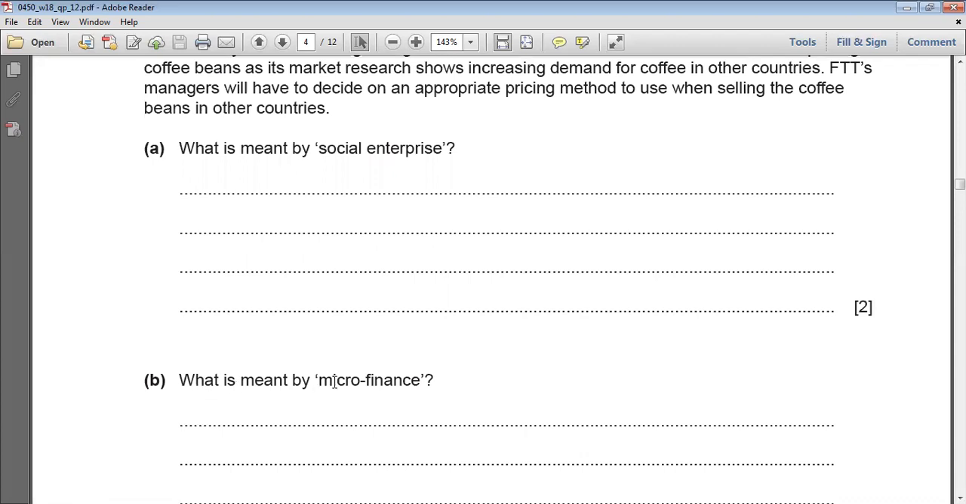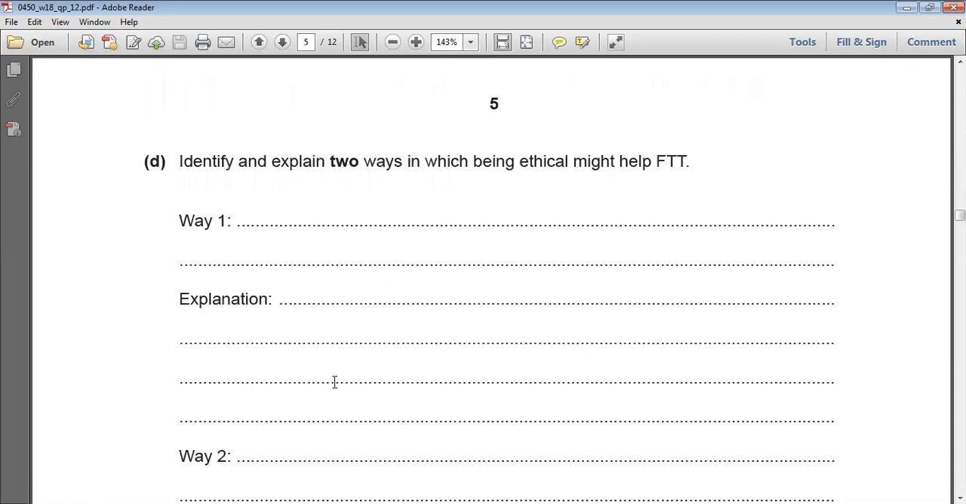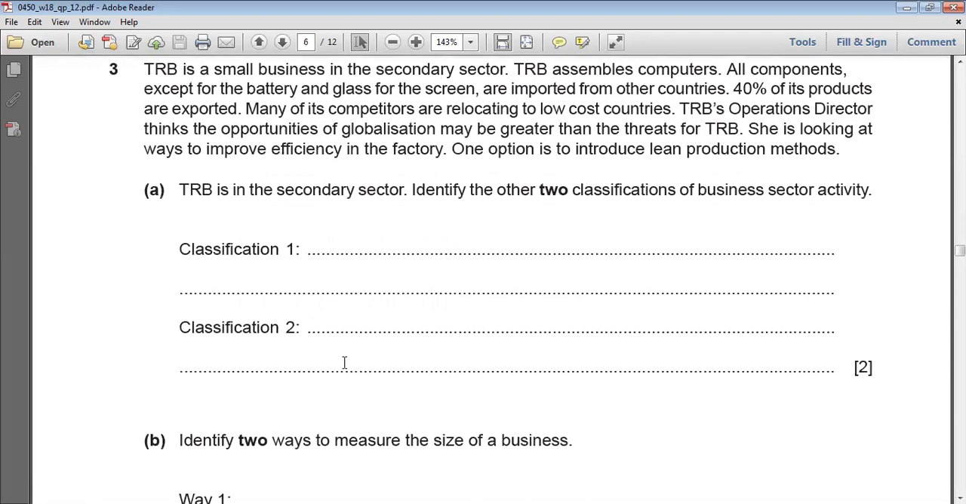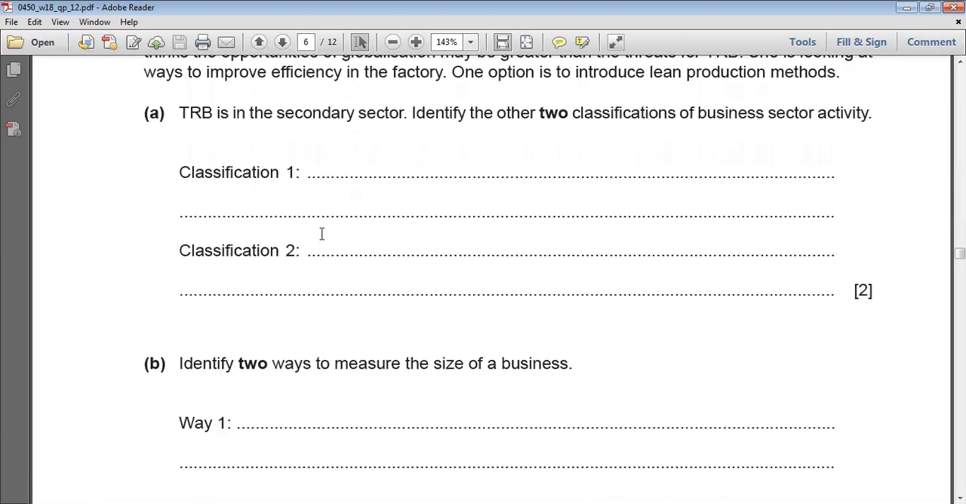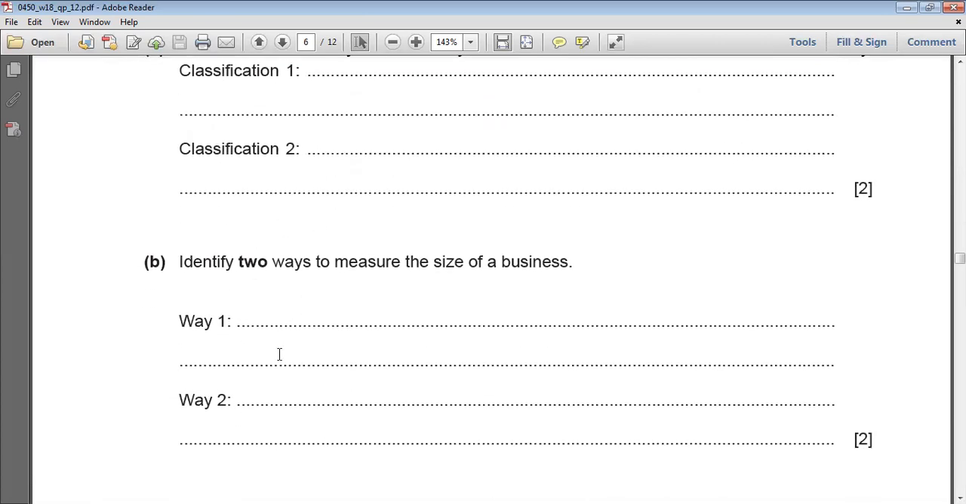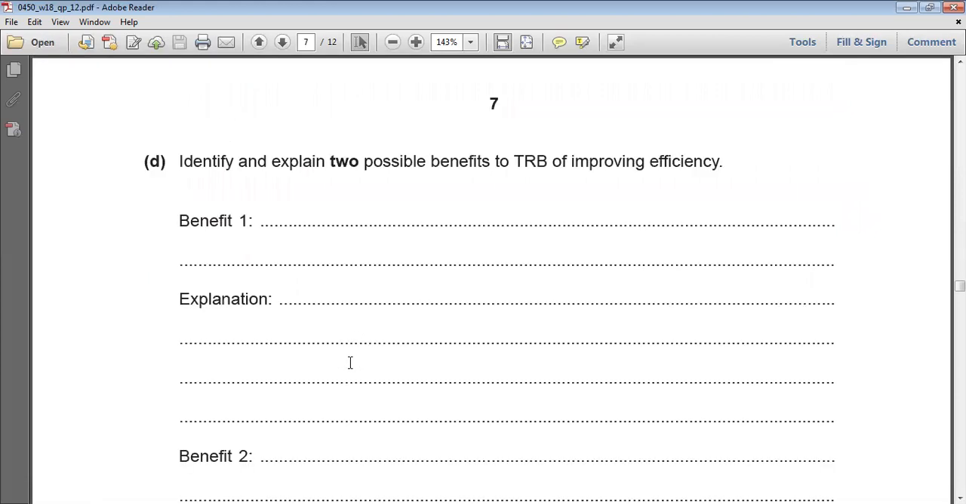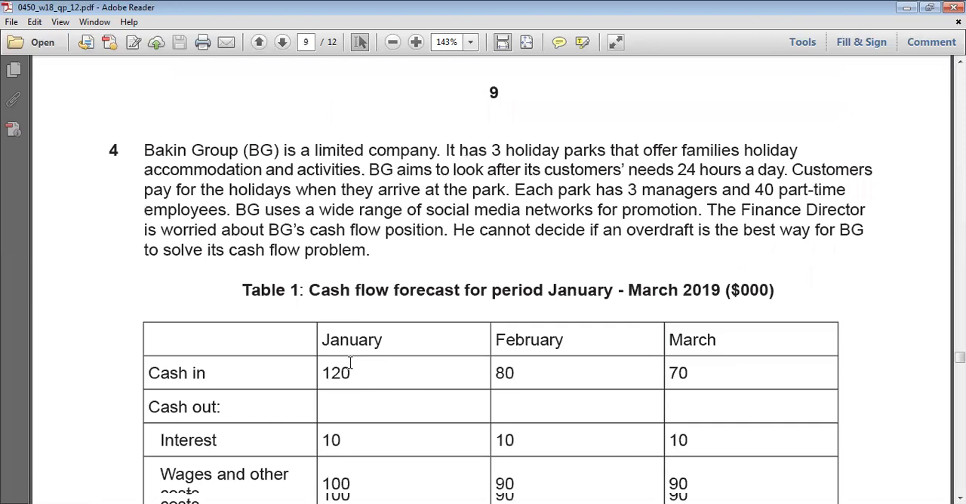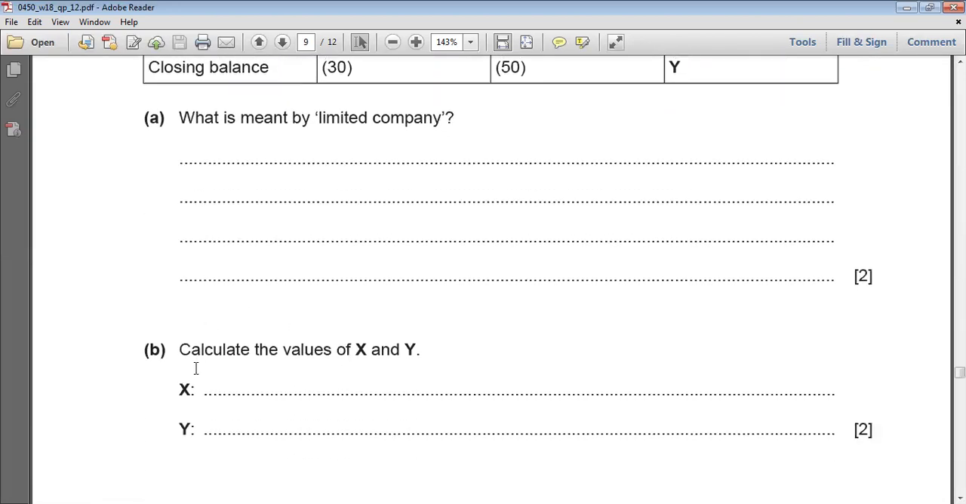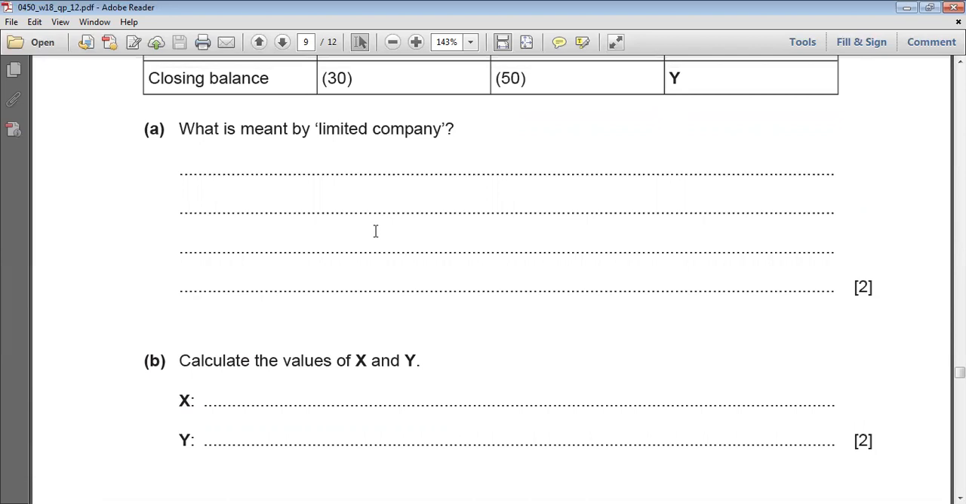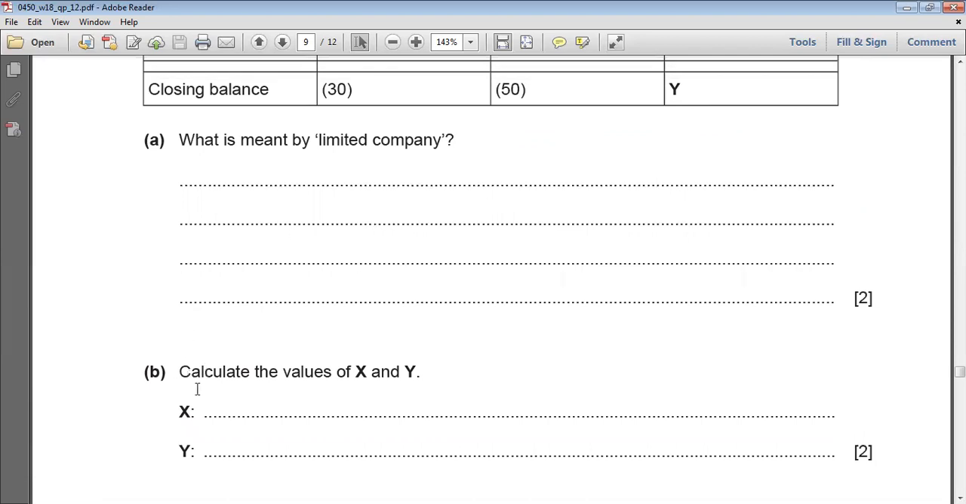So as I mentioned, it can be what is meant by, it can be define, it can be identify. Again, I'll show you, identify also. So it's either identification, definition, or calculation. Let's see if there is a calculation for this particular chapter. This one. Calculate the values of X and Y. See, for question B, they can be define, they can be calculation, they can be identification.